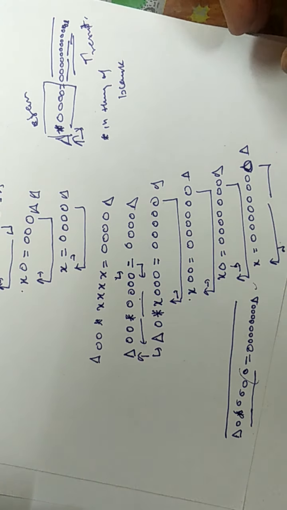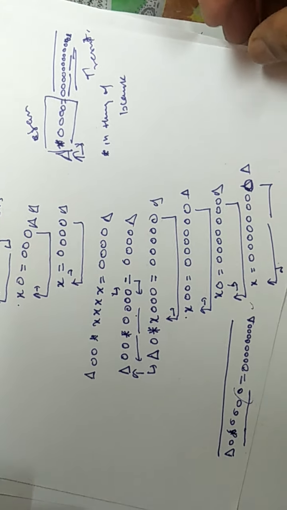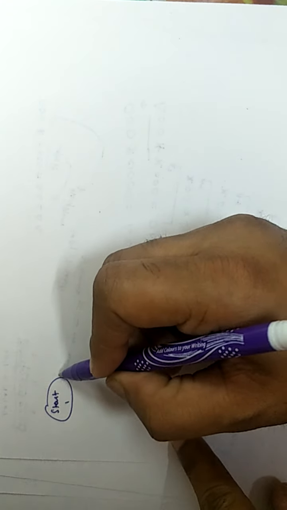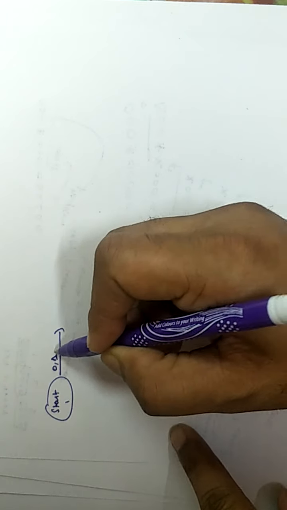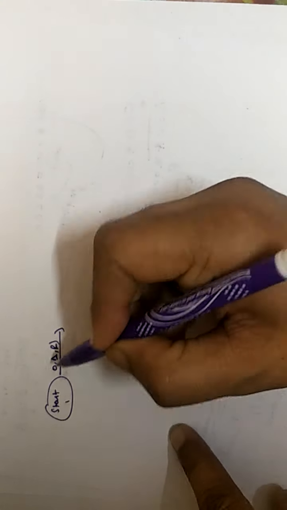So let's design the Turing machine for the multiplication. We start from the start position, and this is the very first state. Initially we will get 0 and mark it as blank and move to right.